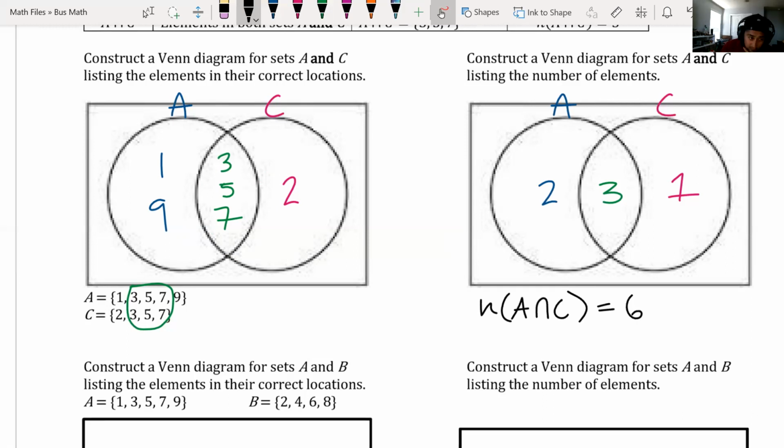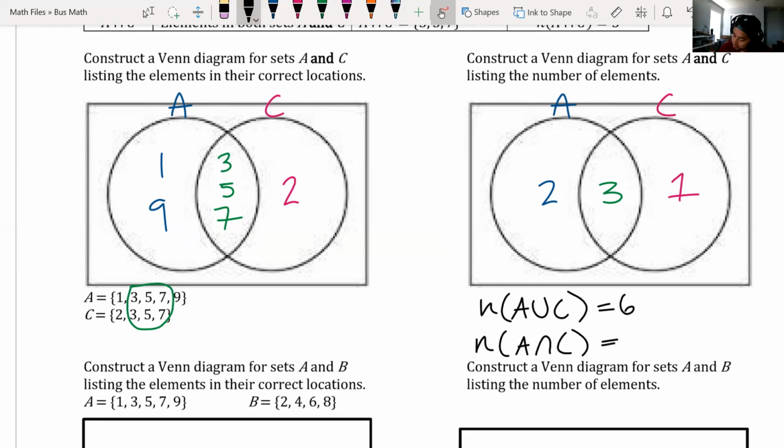Okay. U is called the universal set since it contains all possible elements. So it contains everything. It contains all the integers less than 10. Okay. A Venn diagram is a picture that represents all possible outcomes by sorting the elements into sets.